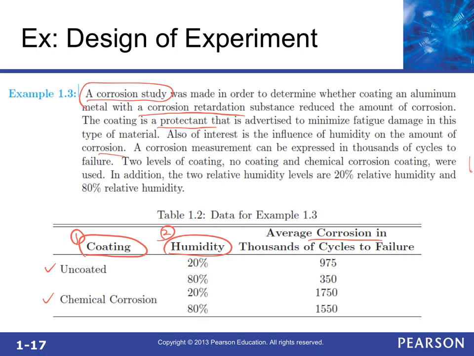So in this example, we have two variables. So we need to design the experiment to examine the effect of coating and the effect of humidity. So two levels of coating, no coating and chemical corrosion coating, were used. In addition, two relative humidity levels, 20% relative humidity and 80% relative humidity, were used, and we measured the thousands of cycles to failure.